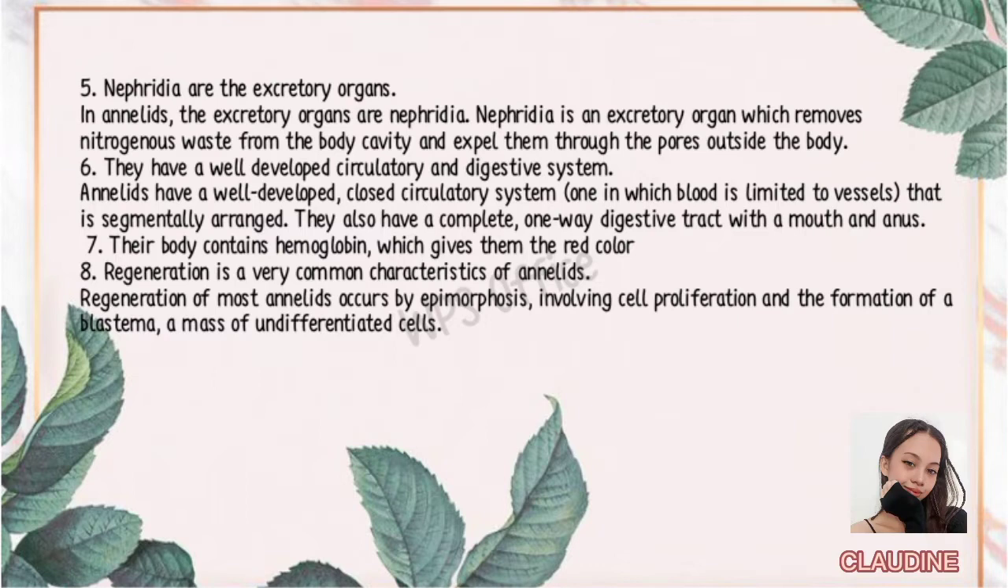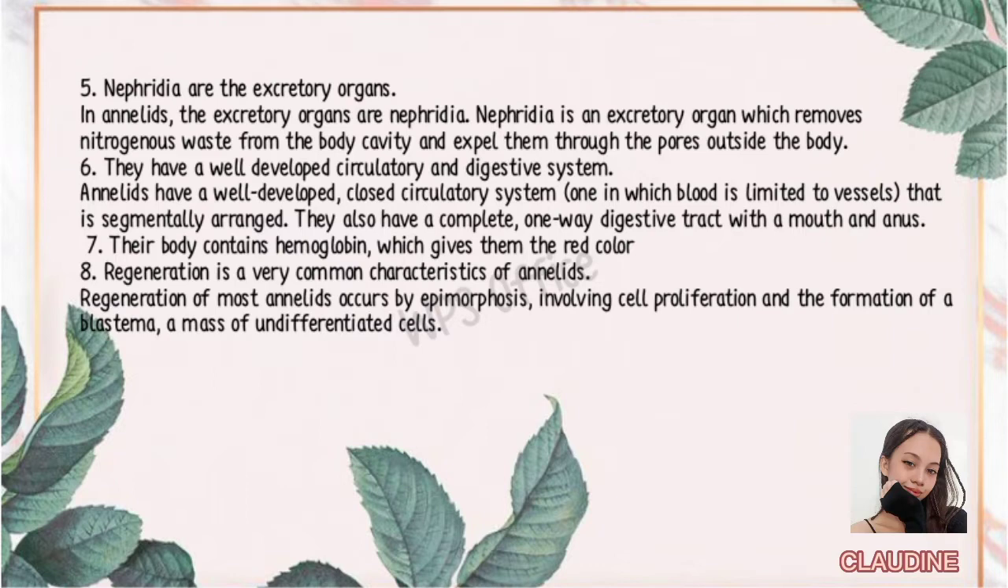Annelids have a well-developed closed circulatory system, one in which blood is limited to vessels that are segmentally arranged. They also have a complete one-way digestive tract with a mouth and anus. Number 7, their body contains hemoglobin, which gives them the red color. Number 8, regeneration is a very common characteristic of annelids.